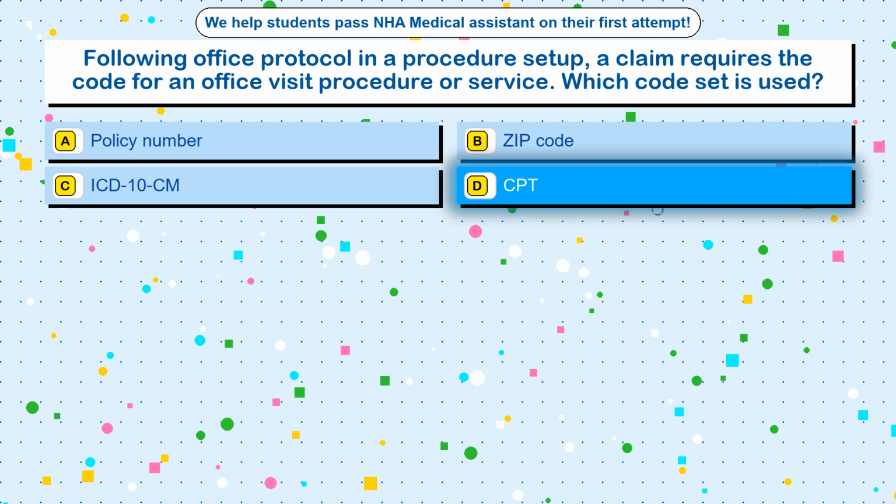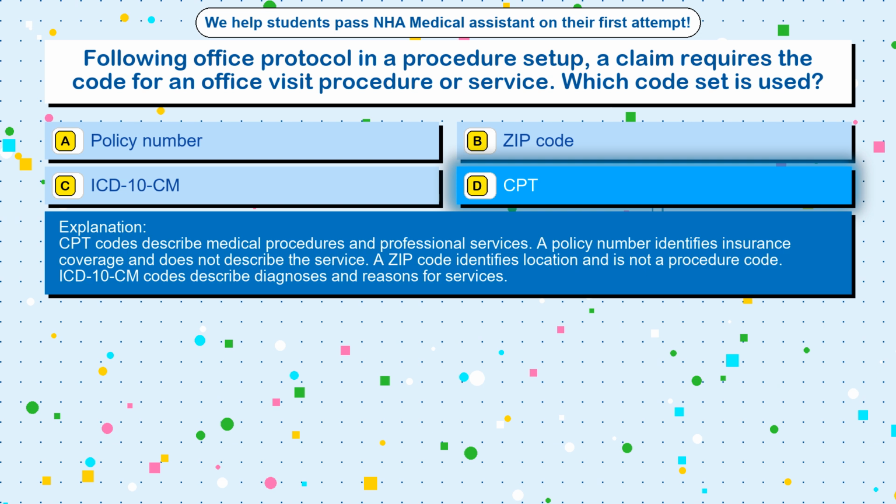The correct answer is option D, CPT. CPT codes describe medical procedures and professional services. A policy number identifies insurance coverage and does not describe the service. A zip code identifies location and is not a procedure code. ICD-10-CM codes describe diagnoses and reasons for services.